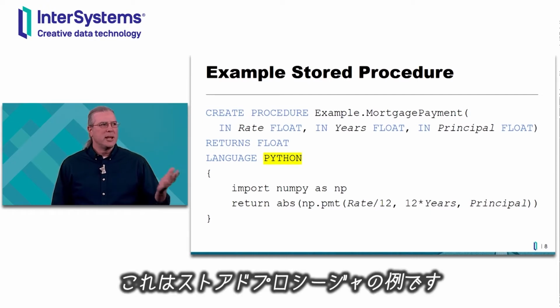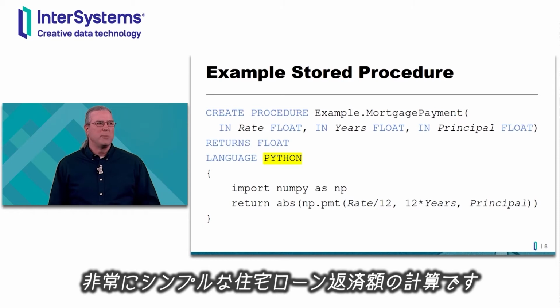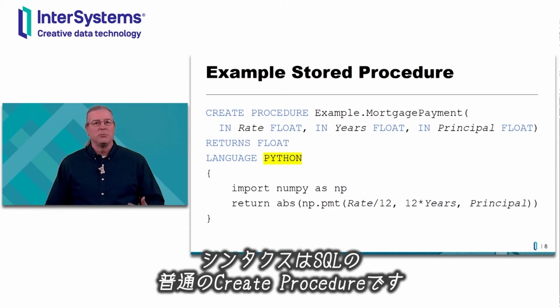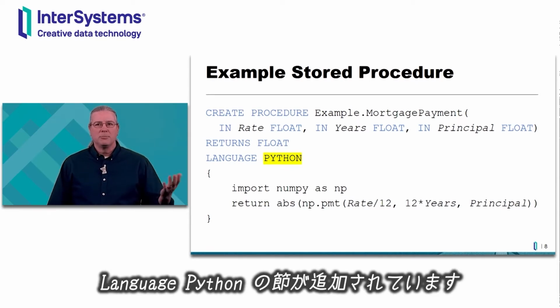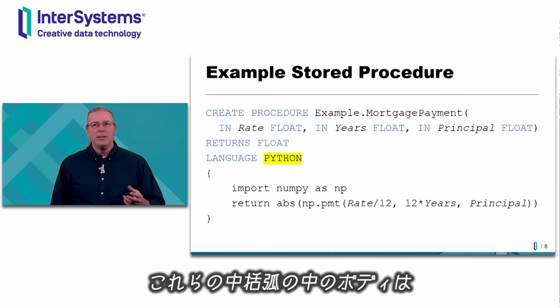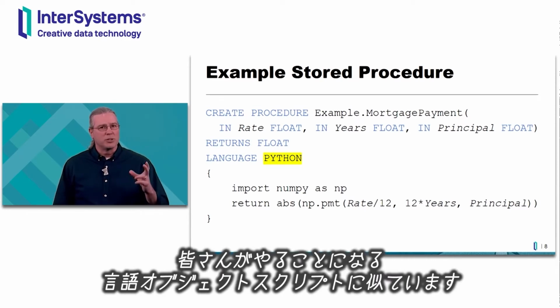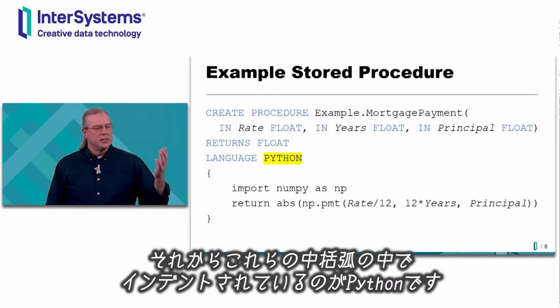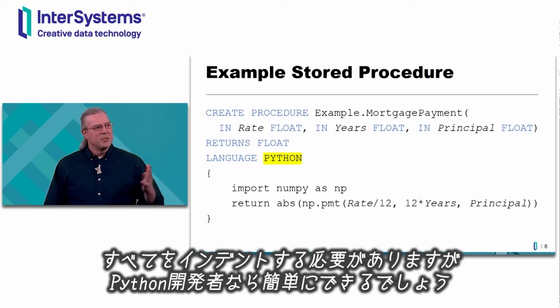So here is an example stored procedure, a very simple mortgage payment calculator. The syntax is normal SQL create procedure. The language Python clause has been added, and the body is in those curly braces, just like the language ObjectScript you would need to do. And then you see that what's indented inside those curly braces is Python. You will need to indent everything, but that's pretty straightforward for any Python developer anyway.